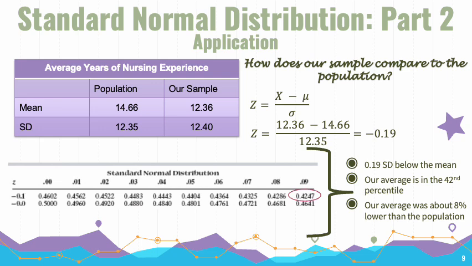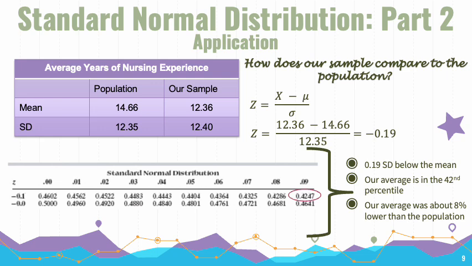So for our z-score, we are going to take our sample mean minus the population mean divided by the population standard deviation. This gives us a z-score of negative 0.19. What does this mean? Well, the negative means that our mean is less than the population mean, which we could tell just by looking at our mean and the population mean. But how much less? It is 0.19 standard deviations below the population mean. Well, that's pretty close to the population mean. But how close is it?